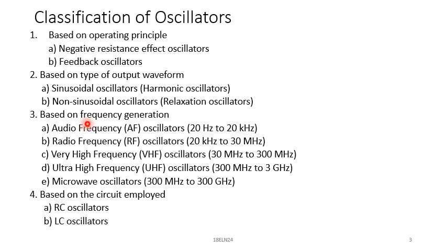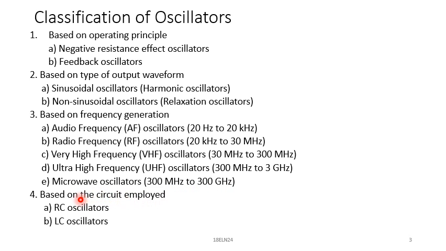The third type of classification is based on the frequency of generation. The first one is the audio frequency oscillator, generating frequency in the range of 20 Hz to 20 kHz. The second type is the radio frequency oscillator, generating 20 kHz to 30 MHz. Then very high frequency oscillators, 30 MHz to 300 MHz. Then ultra high frequency oscillators, 300 MHz to 3 GHz. Then microwave oscillators, 300 MHz to 300 GHz.